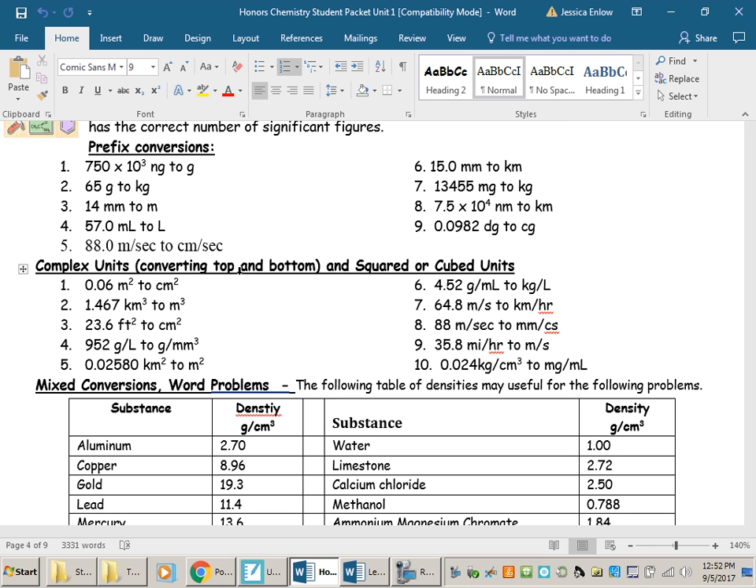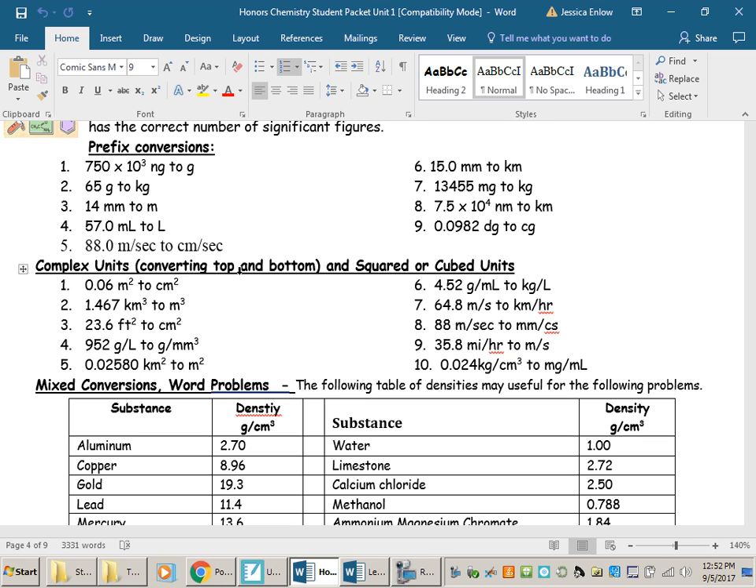So we're starting with 23.6 feet squared. The squared part's going to come into play. And we're going to convert. I can't really convert straight to centimeters squared as it states there, but I can convert to inches squared because I know this conversion. So everybody, tell me the relationship between feet and inches. 12 inches into 1 foot. Okay, so what goes down here?